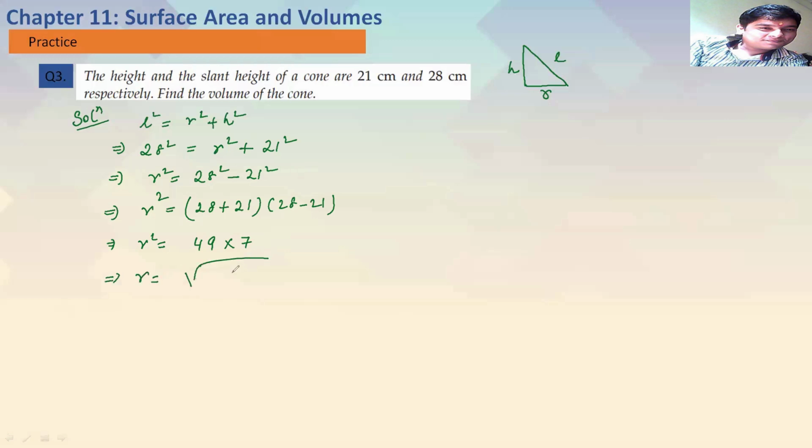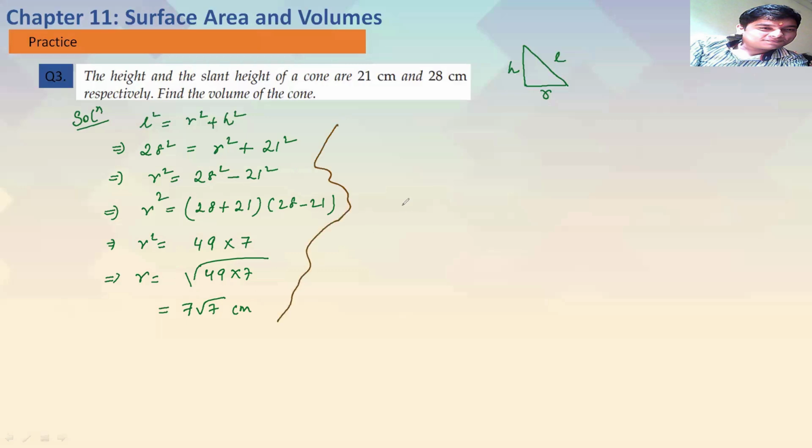We don't have to multiply this, Raghav. 49 into 7, right? So we can find the root. 49 has a square root, that's 7. But 7 has root 7. So R is 7 root 7. Absolutely, now you got it. Okay, moving on. We have to find out the volume.